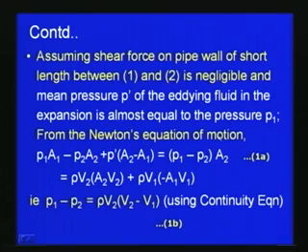From Newton's equation of motion we can write P1 A1 minus P2 A2 plus P' (A2 minus A1) is equal to (P1 minus P2) A2, as in equation 1a. Here we assume that P' is equal to P1, which is why we got (P1 minus P2) A2. This is with respect to the change of momentum, so we can write rho V2 A2 V2 minus rho V1 A1 V1. This is the momentum. Finally, if we use the continuity equation, we obtain P1 minus P2 is equal to rho V2 (V2 minus V1), as in equation 1b.